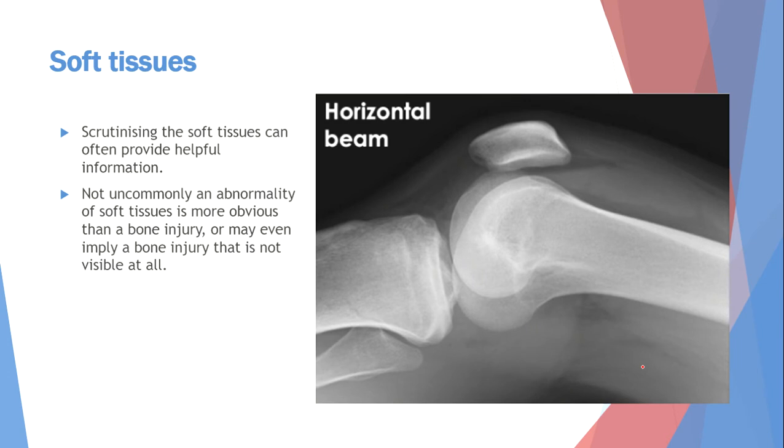Soft tissues. Scrutinizing the soft tissues can often provide helpful information. Not uncommonly, an abnormality of soft tissues is more obvious than a bone injury, or may even imply a bone injury that is not visible at all.